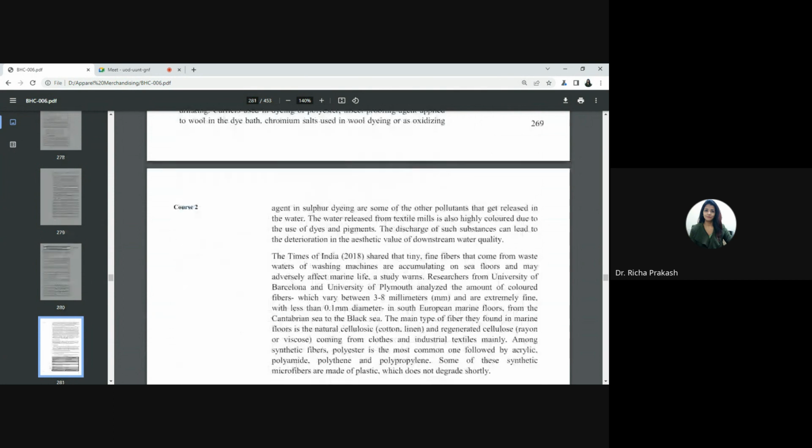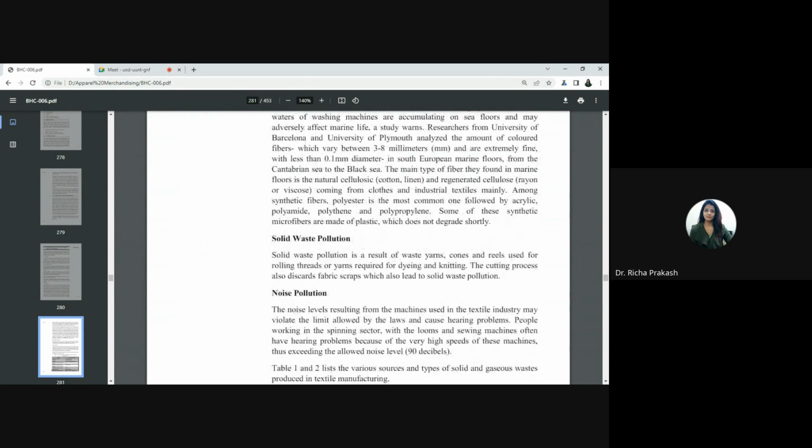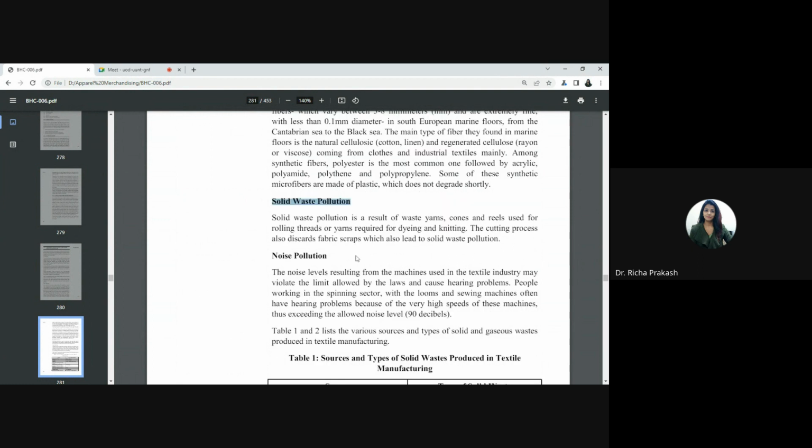Water pollution hota hai, all the chemicals, all the dye bath, all the use of oxidizing agents, everything comes out into water. And where does that water go? Probably into Ganga or Yamuna or whatever rivers we have. So a lot of water pollution happens. Solid waste pollution hota hai.